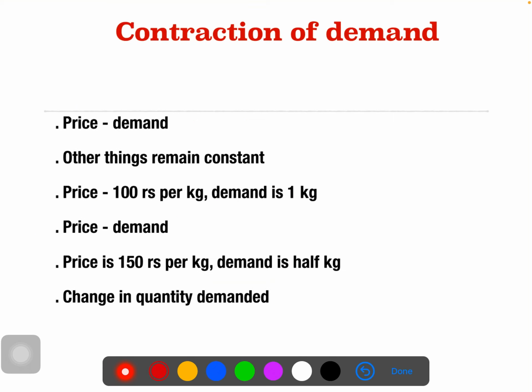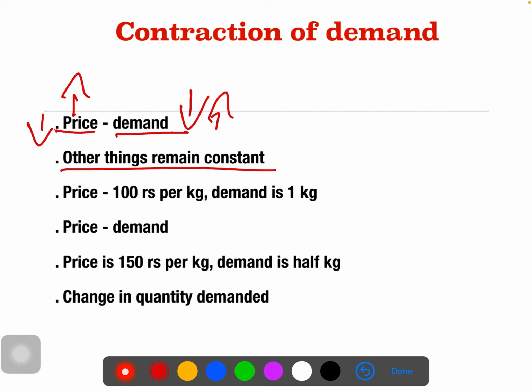Whenever the quantity demanded increases, that's called expansion of demand. In the other case, you have contraction of demand, where you already know the price and demand relationship: price increases, demand decreases; price decreases, demand increases. Other things remain constant. When price is 100 rupees per kg, demand will be 1 kg. Now, if the price is going to increase, demand is going to decrease.